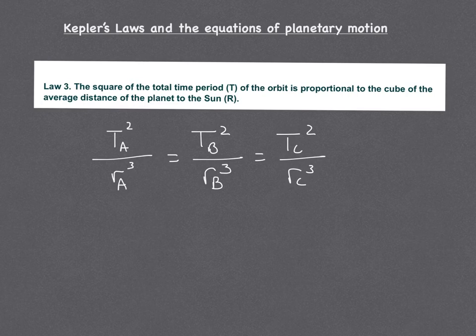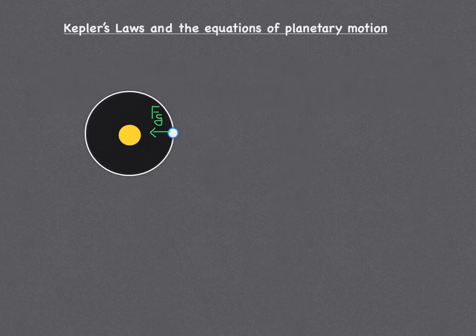Alright, so now we're just going to look at the equations for planetary motion. Here we have a planet orbiting the sun, and what's causing the planet to stay in its orbit is gravity. And the velocity of that planet is going to be tangential to the circle. So if the sun somehow vanished, the planet would fly in a straight line forever.